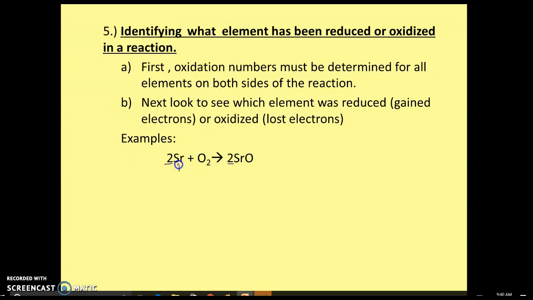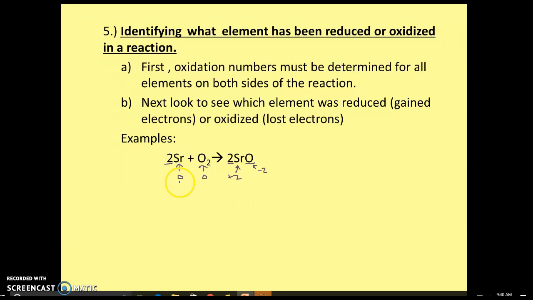So strontium, okay, free element, it's not bonded to anything, so its charge is going to be 0. Oxygen, O2, free element, not bonded into anything, so it's going to be 0. Let's go over here. Now we have a compound. Start with what we know. Oxygen always is going to be a -2 when it's in a compound. So if overall the charge of this compound is neutral, then strontium must be +2.